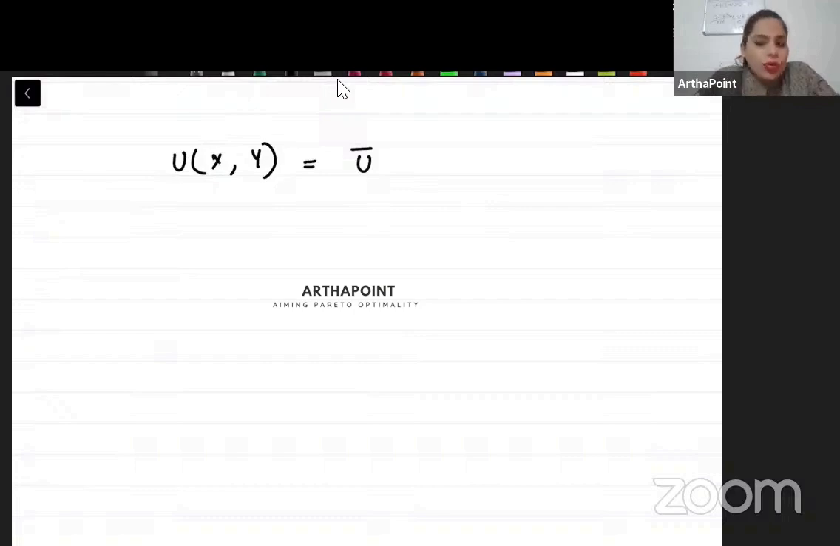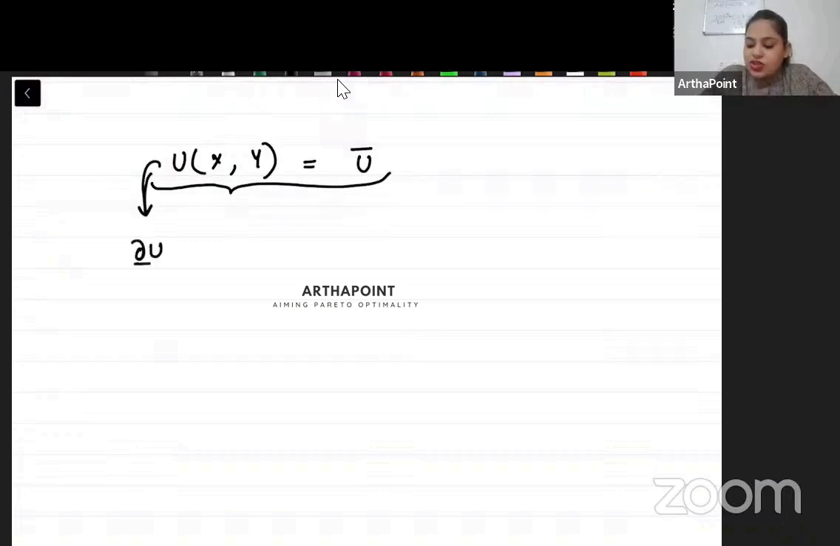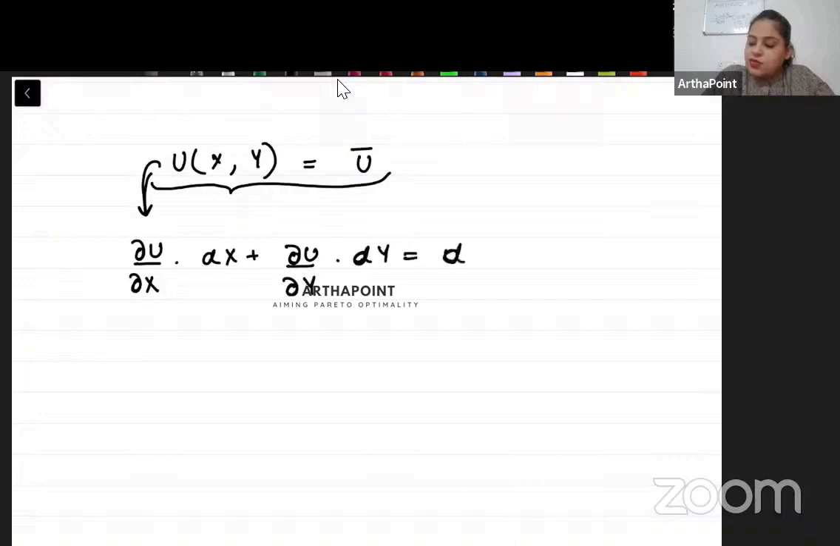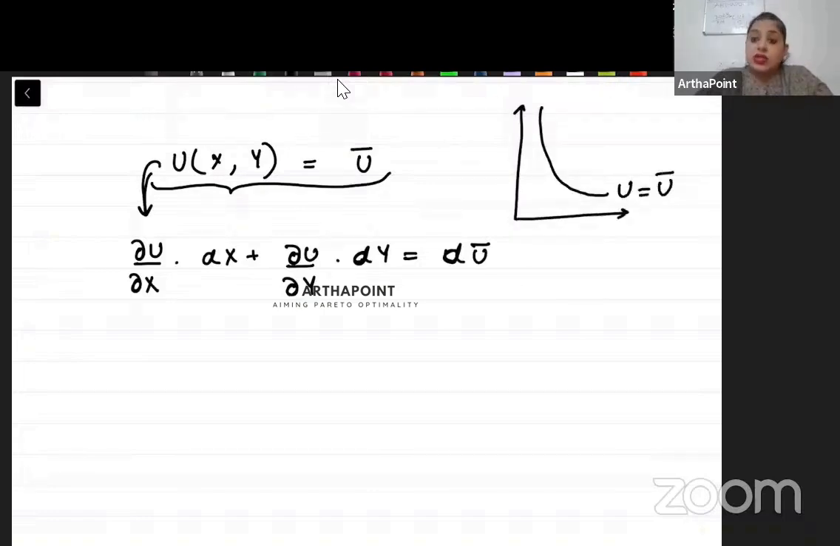Now, I want to find out the slope of this indifference curve. So what do I do? I differentiate this. So I can say how utility changes as x changes into dx plus how utility changes as y changes into dy, and this is my du. Now, when we talk about an indifference curve, along an indifference curve, utility is held constant.